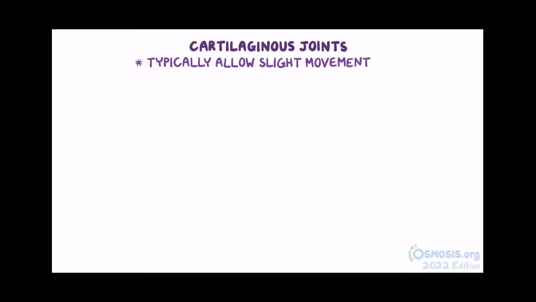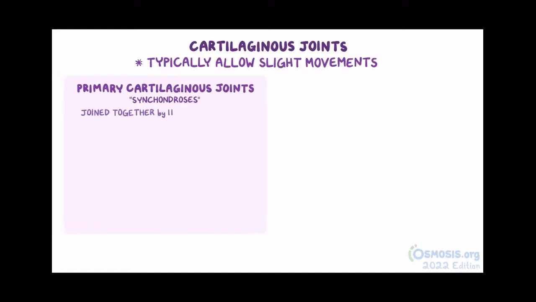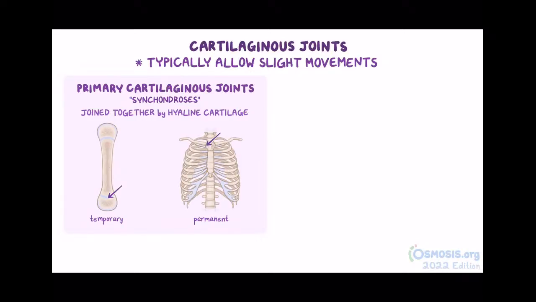Next are cartilaginous joints, which typically allow for slight movements thanks to the cartilage tissue binding the bones together. Just like fibrous joints, the cartilaginous joints are grouped into subcategories depending on the type of cartilage involved. Primary cartilaginous joints, also known as synchondroses, are joined together by hyaline cartilage. These joints may be temporary, like the epiphyseal plate of the long bones, or permanent, like where the first rib is anchored to the manubrium by its costal cartilage.